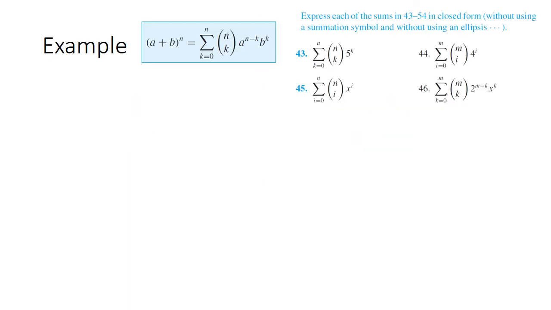All right, so now let's just do two more examples. I'm going to show you how to work backwards using this binomial formula or binomial theorem formula. So I'm going to do number 44 on this slide and then these others on another slide.